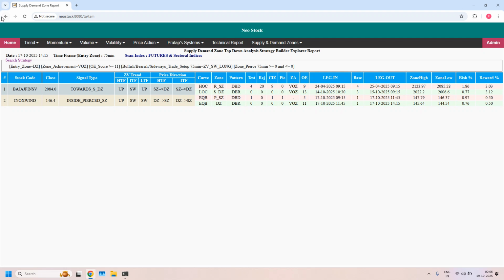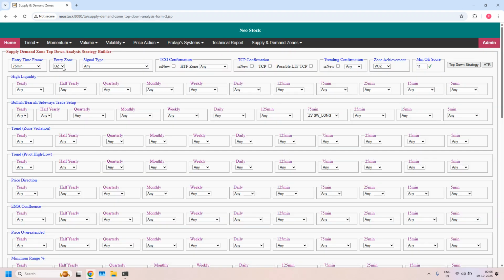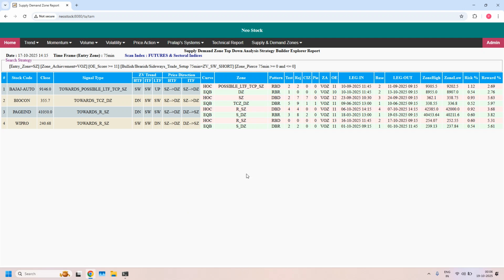Okay, next sideways short trade setup. Changes are 75 minutes sideways short trade setup for weekly income trade, 75 minutes supply zone, and one more change, sideways short. Let's filter. We got 4 stocks.